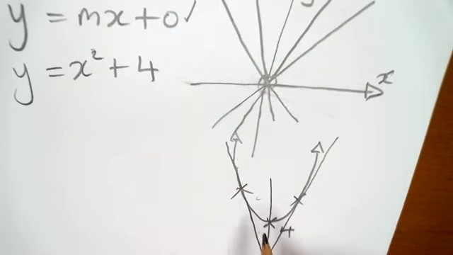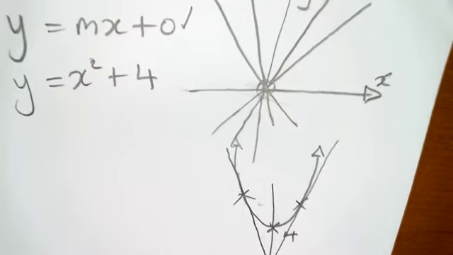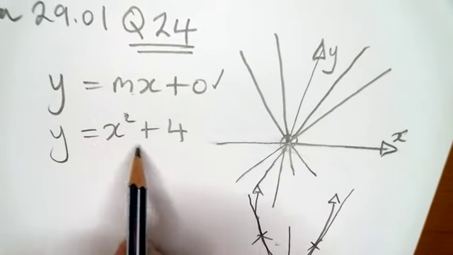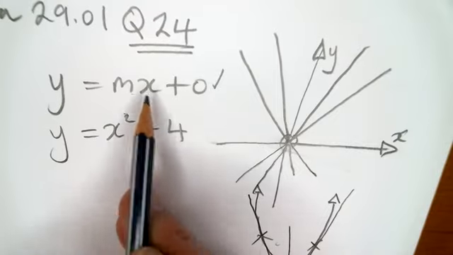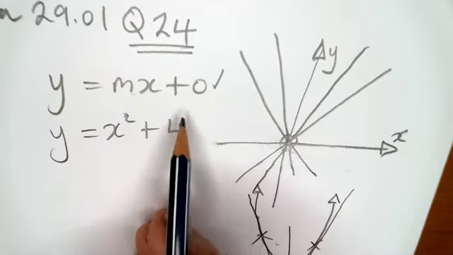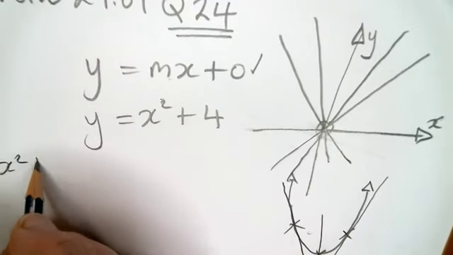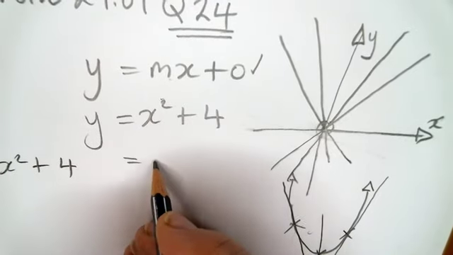And what we're finding then is those points there where it crosses. Well, let's have a look and see if we can do that. So we've got y is equal to this and y is equal to that. And because they're both equal to y, it must mean that they're both equal to each other. So I'll start with this one here. So I've got x squared plus 4 is equal to mx.